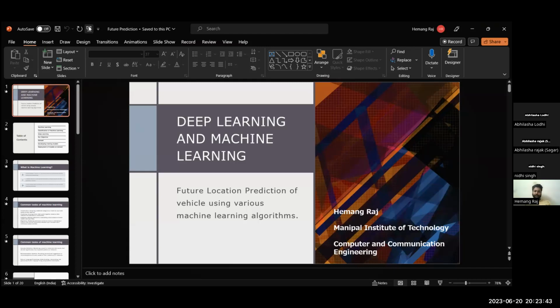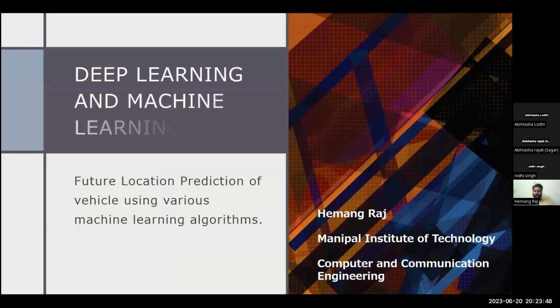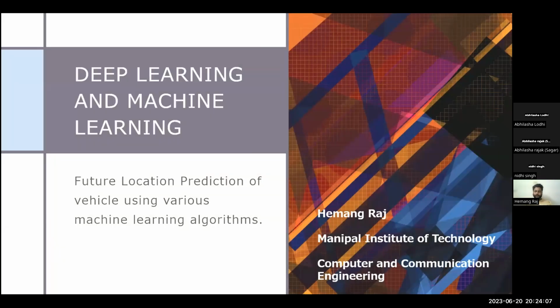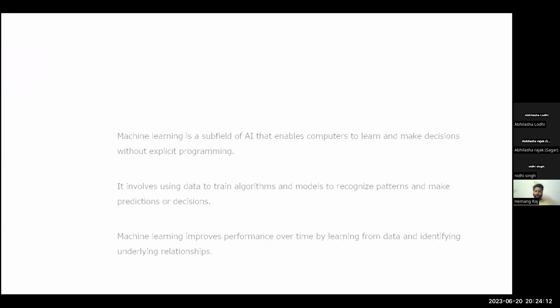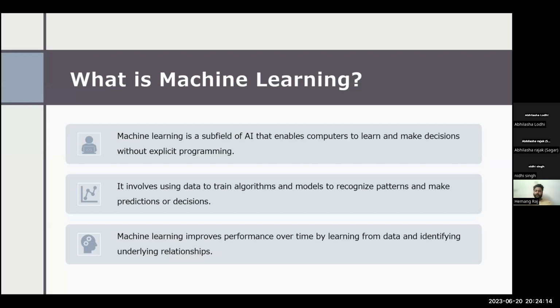Yeah. So hello everyone. My name is Hemang, and I am taking the internship under the deep learning and machine learning domain. My task was to calculate the future latitude and longitude of a vehicle using machine learning and deep learning models. I'll give a very simple real life scenario. So please bear with me for the next few minutes, and I'll take that example for the whole of my presentation. So these are the contents, and I'll go through all the contents one by one. So the first thing is, what is machine learning?